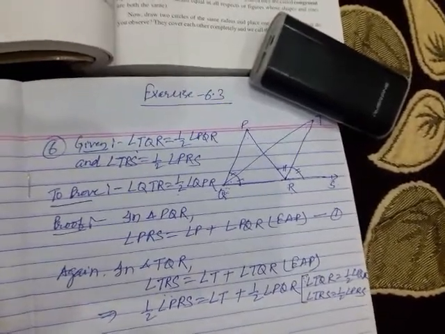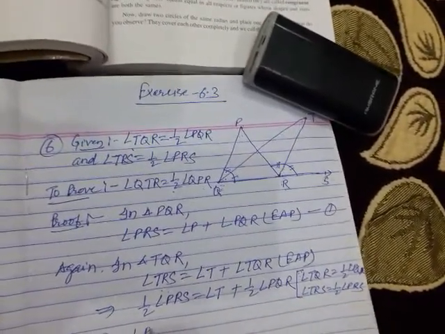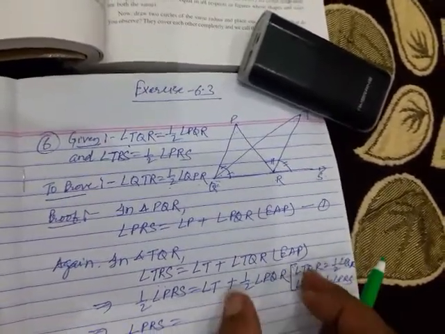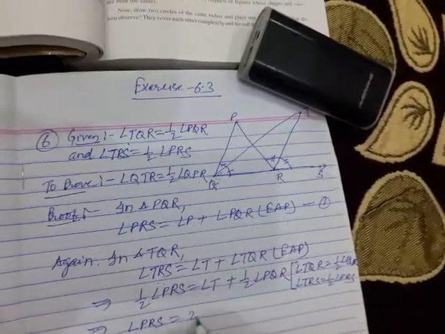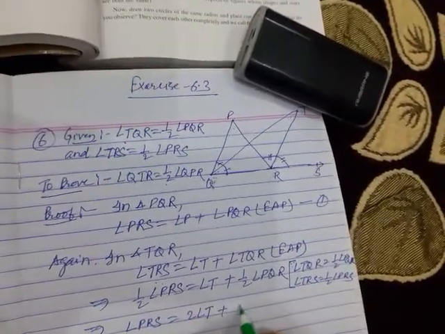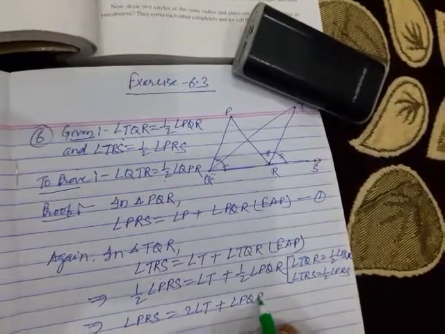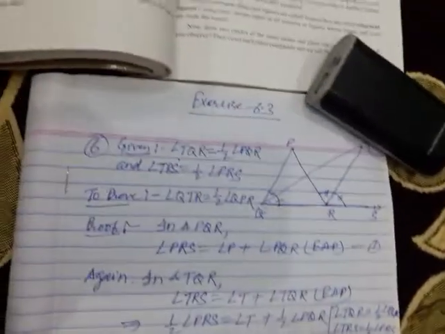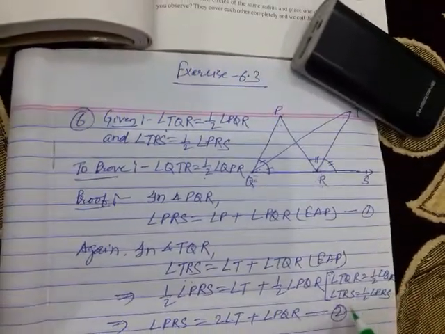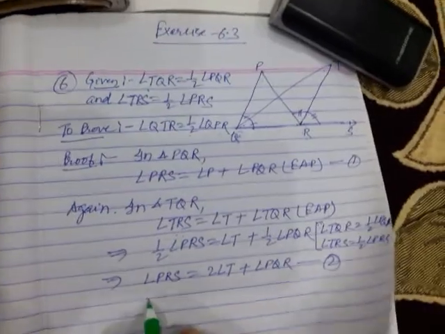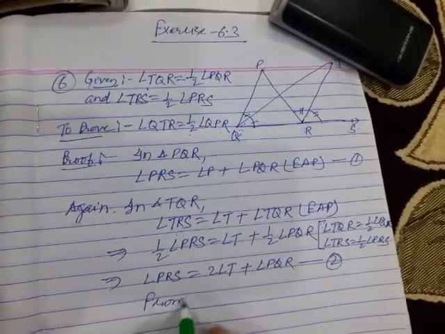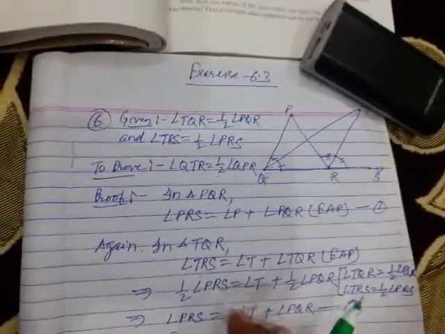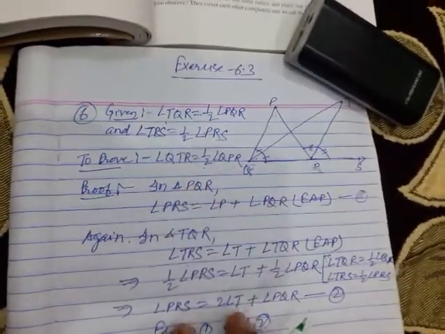This implies that angle PRS equals, by cross multiplication, the right hand side multiplied by 2, that is 2 times angle T plus angle PQR. Let it be equation number 2. Okay children, now you have equation number 1 and equation number 2. From 1 and 2, we see that both the left hand sides are equal.